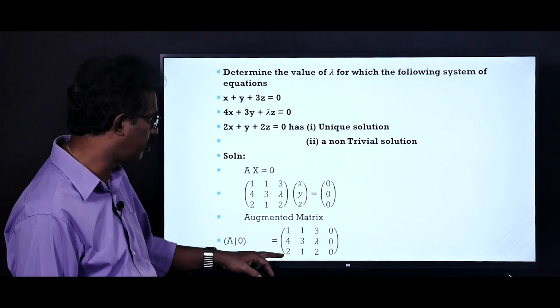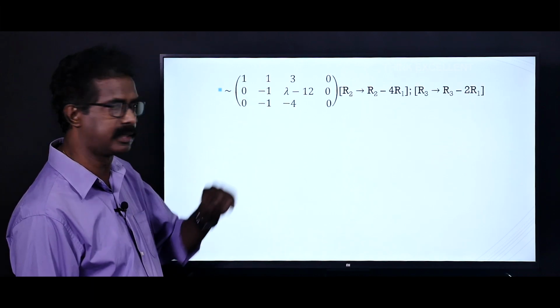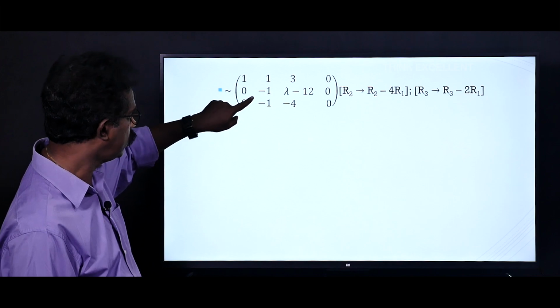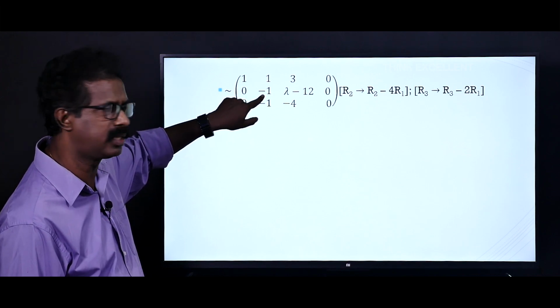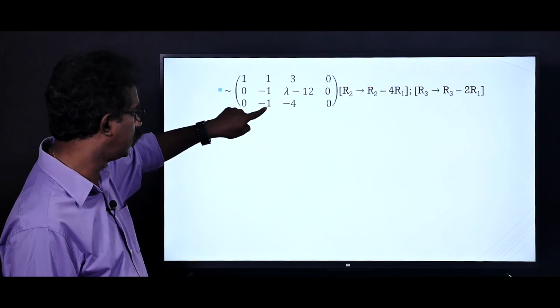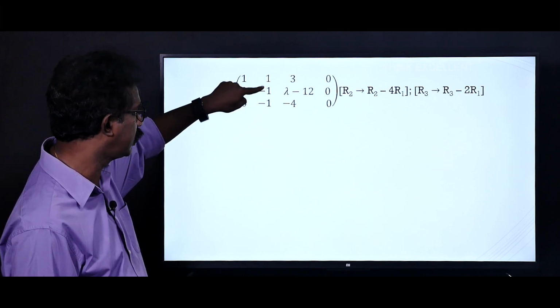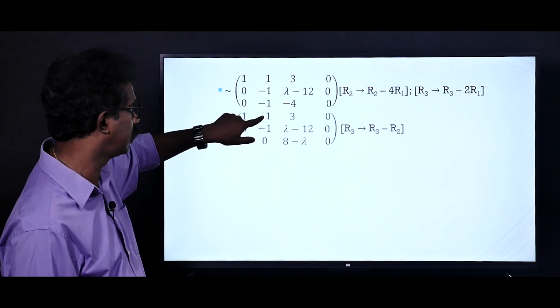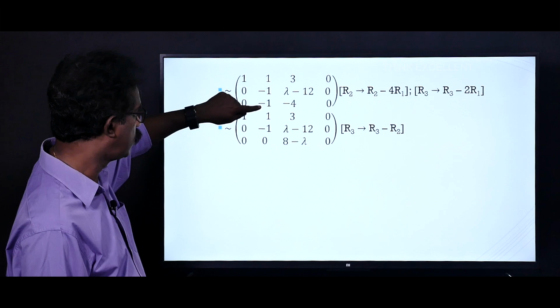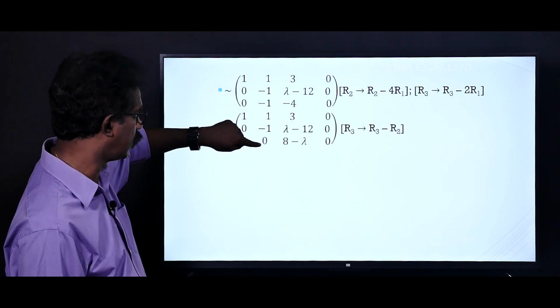So both the terms will become what? 0. So you are getting this term. So first row, first element 1, below that 0. Second row, second element 1, okay, minus 1 is okay. If you want, you can change the sign. And you can make this as 0. This minus this, if you subtract these two, you will make this as what? 0. Okay, so what we do? R3 is R3 minus R2. So minus 1 minus plus, so it is 0.